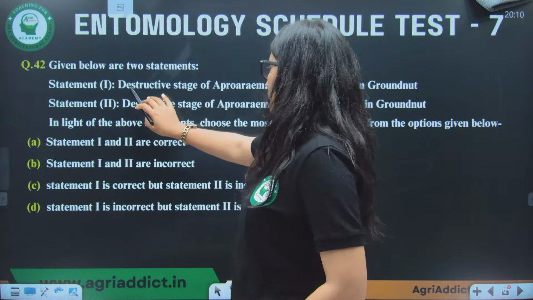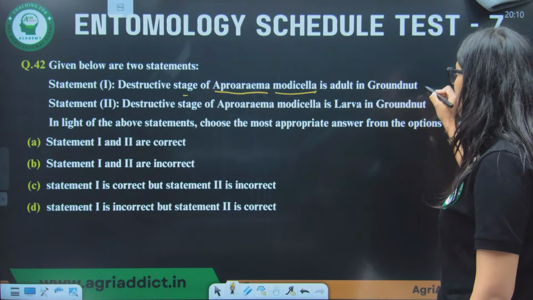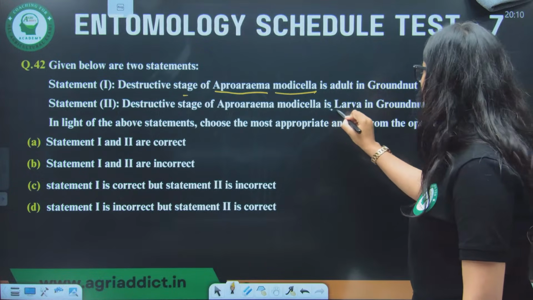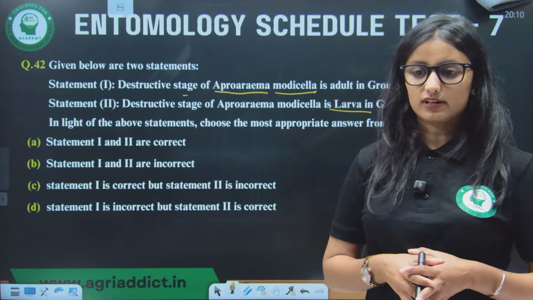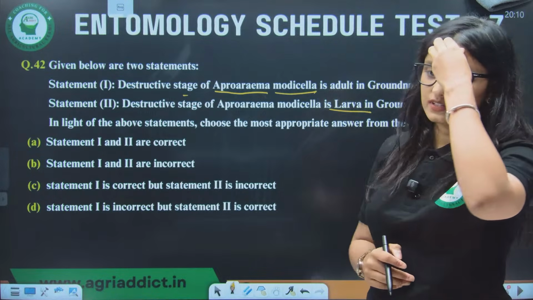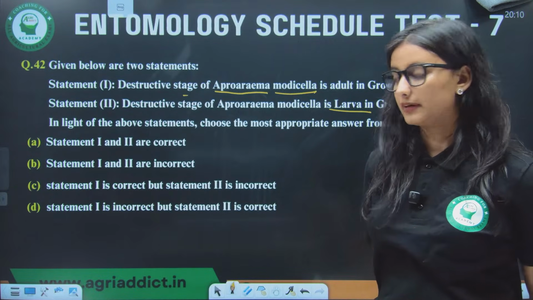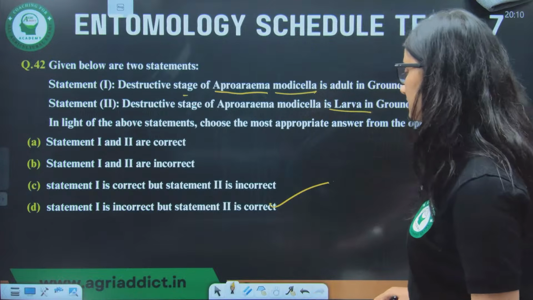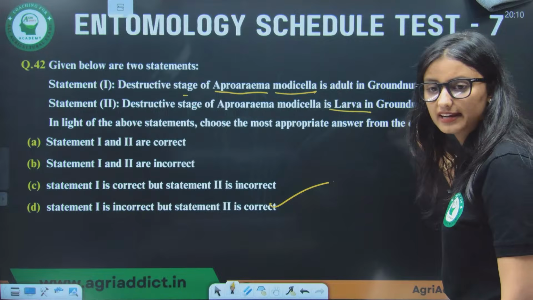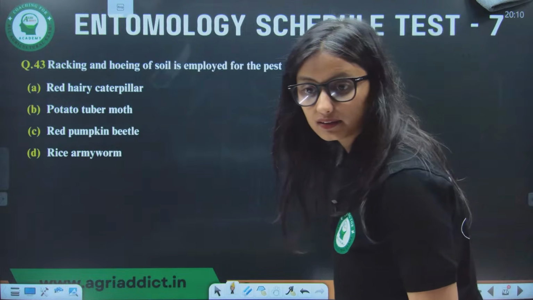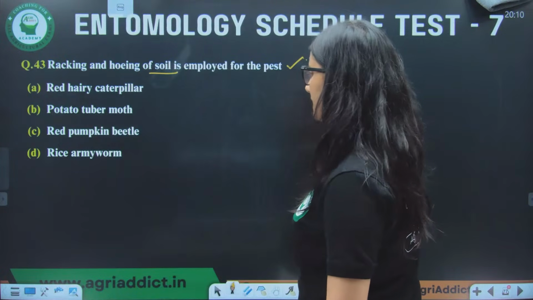This is written poorly. The destructive stage of Aproaerema modicella in groundnut is adult, or it is larva in groundnut. What is it? Which statement is correct here? Or both are correct? D? Yes, the first is incorrect and the second is correct. The destructive stage of this is larva in groundnut. Very good. Larva is the correct answer. Very good. Raking and hoeing of soil is employed for which pest?